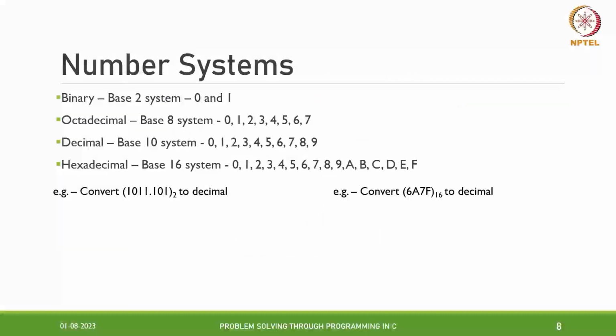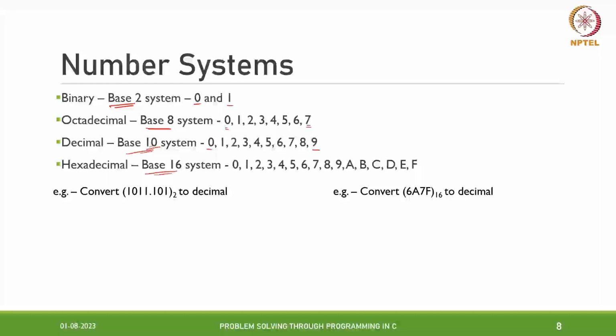Alright, now next is the number systems. There are different number systems. This is not a programming concept, rather it's a mathematical concept. Depending on the base that you select, you can define a number system. If it is a number system of base 2, you will have the digits 0 and 1. If it is base 8, you have digits from 0 to 7. If it's base 10, like our decimal system, you have digits from 0 to 9.